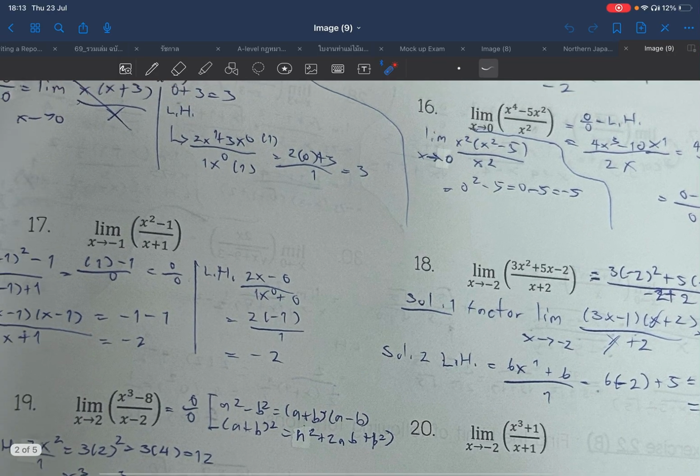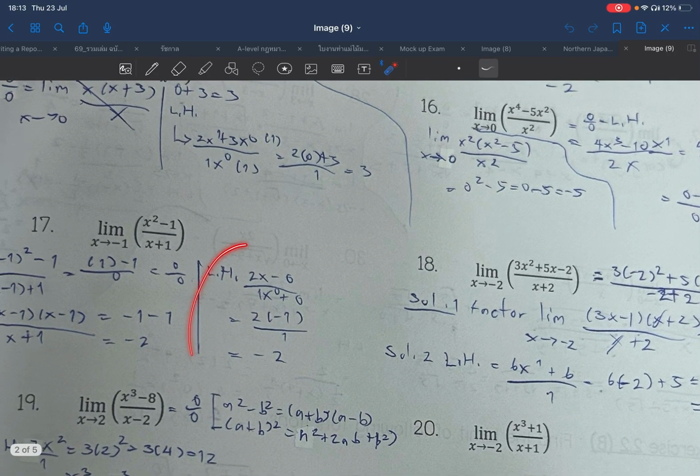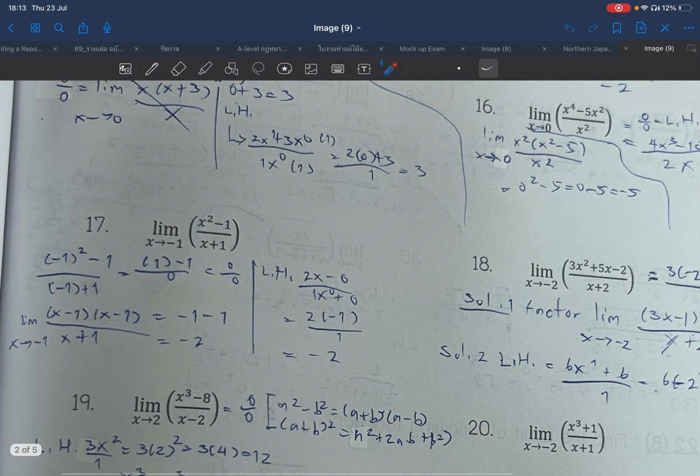Right. So the next method is to cancel out x + 1 from both numerator and denominator, leaving only x - 1. We should plug in x as it approaches -1 to get -1 - 1, which equals -2.